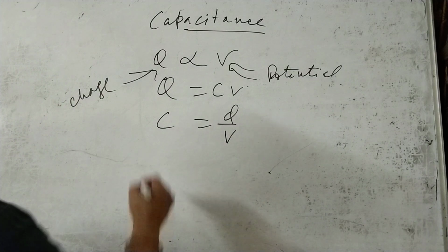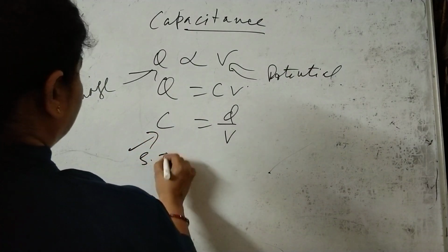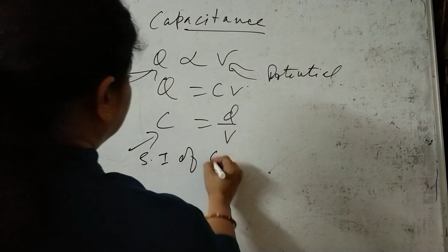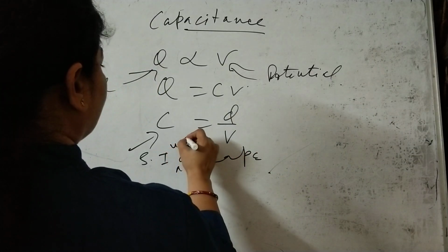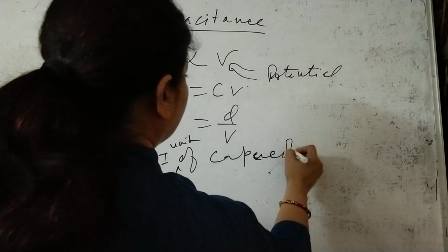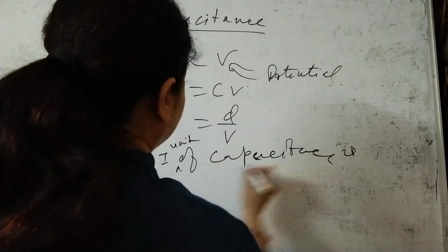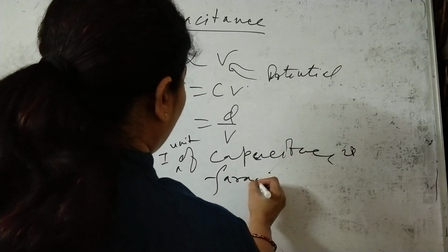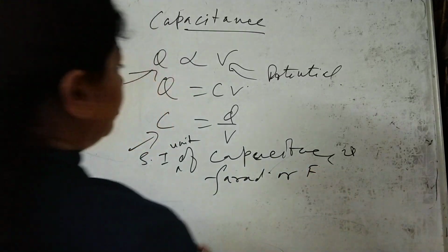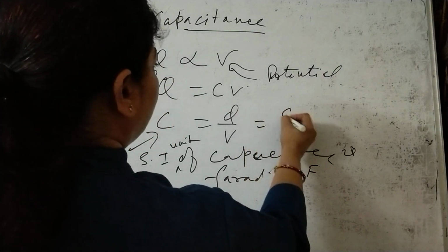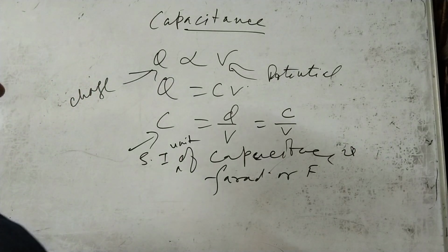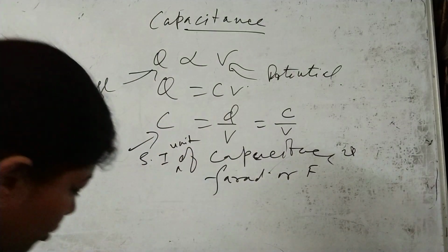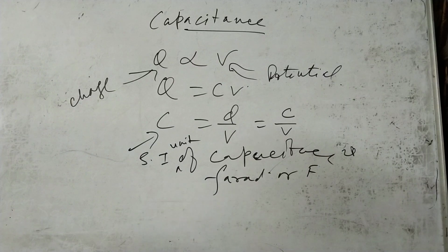The SI unit of capacitance is the farad, written as capital F. Since C equals Q by V, it is coulomb per volt. And since it is coulomb per volt, you can easily get the dimensional formula of it.